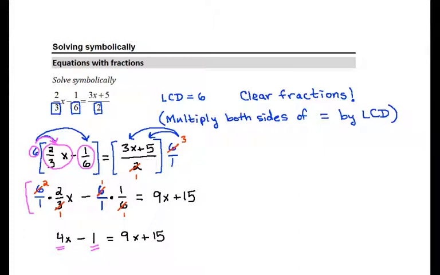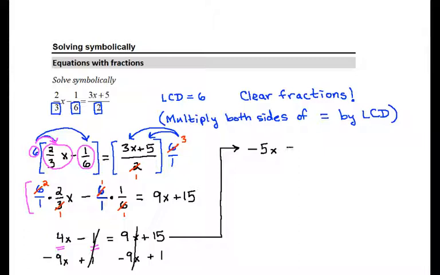All right, now that we're down to a simple linear equation, we can get all the x's on one side, get all the numbers on one side, and go ahead and solve it. So maybe I will move this 1 over to the right by adding it, and I'll move this 9x over to the left by subtracting it. Doesn't really matter which side we move them to as long as we get all of our x's together on one side. We've got a negative 5x now on the left, and we have our numbers together on the other side. So divide both sides by negative 5, and we end up with x equals negative 16/5.